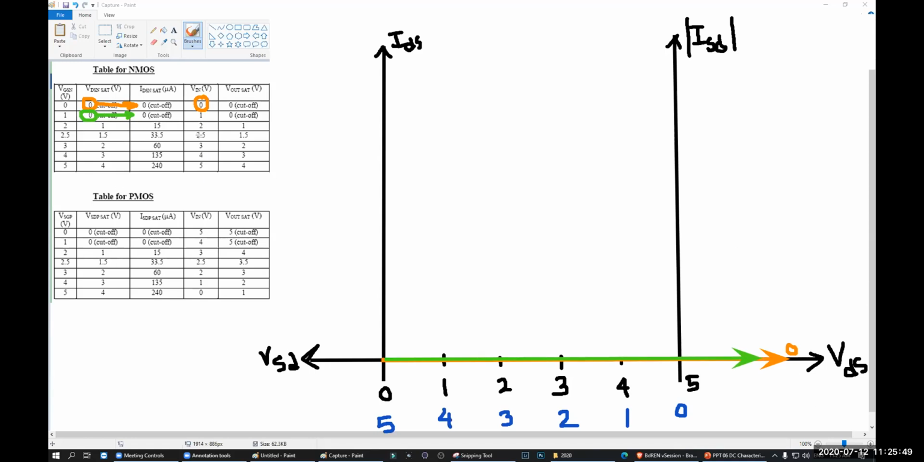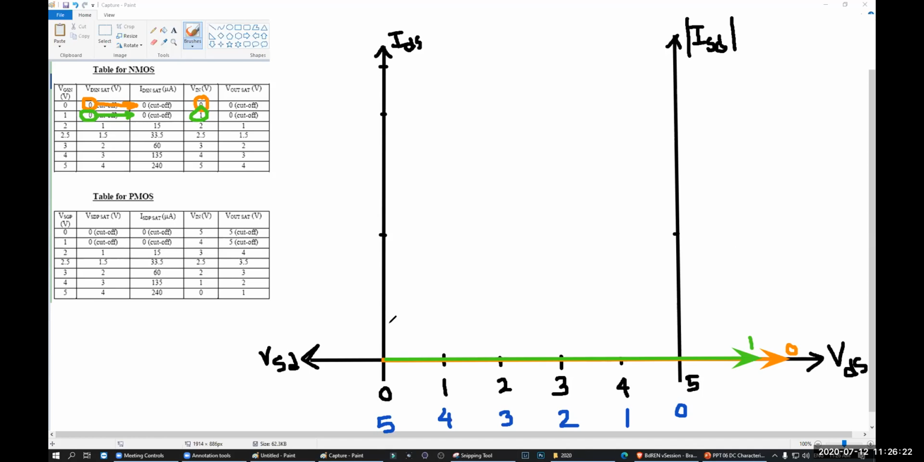Okay. So here, what is your input now? Your input is 1. So let's write the input simultaneously, 1. Okay, by the way, why am I drawing the graph at the bottom? Because this is the IDS axis. So here, let's say the maximum current is 240, right? The maximum current is 240. So let's say this is 100. This is 200. Let's say this is 240.